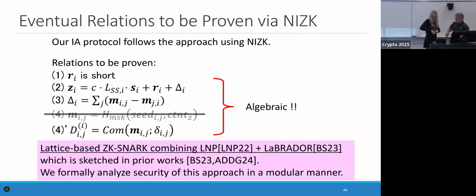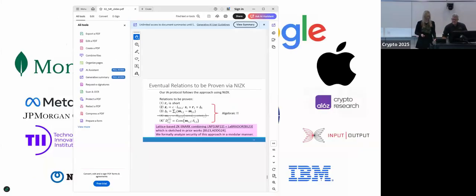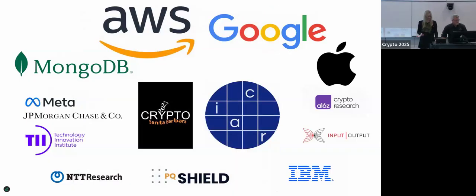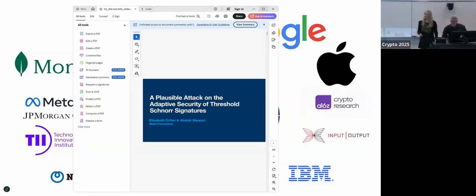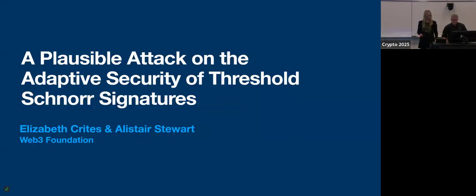So the next session is slightly longer, and there will be 2 papers: a plausible attack on adaptive security of threshold Schnorr, and on the adaptive security of FROST. There's a common author, Elizabeth Kreitz, on both papers. On the first one, the co-author is Alistair Stewart. The second is Jonathan Katz, Chelsea Komlo, Stefano Tessaro, and Chenzhi Zhu, and Elizabeth will talk about both papers right now.